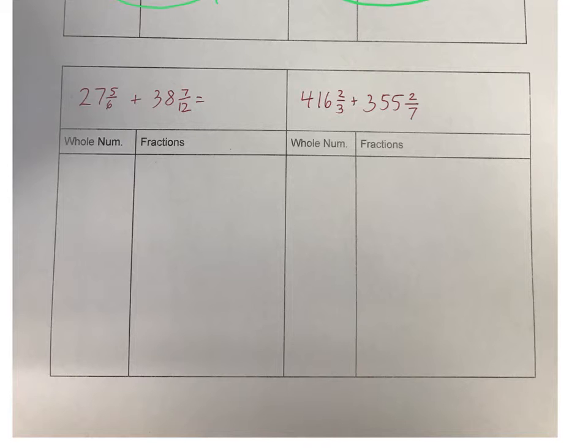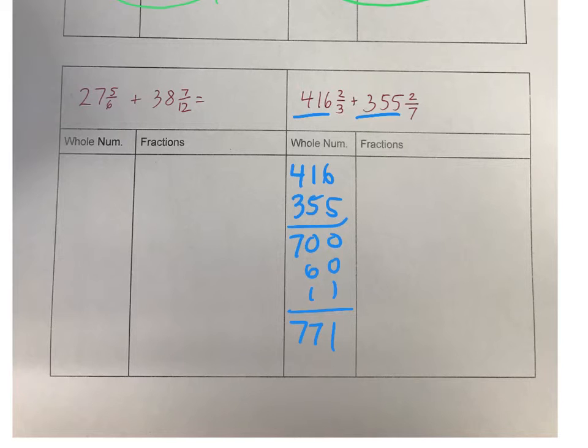I'll just get started on one more of these. I don't think you need me to do all of them. So let's do this one over here. So 416 plus 355. You can use your own method of addition. I always prefer partial sums. And now let's get into some fractions. 2/3 and 2/7. And 21 is going to be my common denominator. Just multiply those two together.